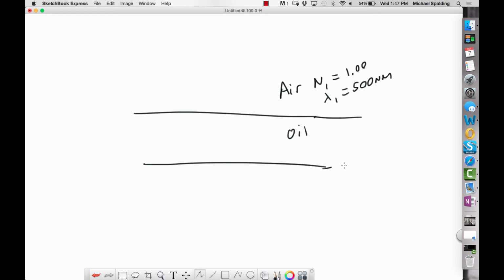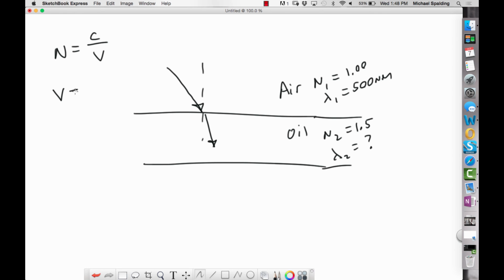And then oil, we'll call that N2. Oil is about 1.5. So let's say you have this information, and you're trying to find the wavelength of light as it goes from air to oil. So you got this light ray, comes in like this, refracts into the oil, and you're trying to find the wavelength in the oil. So you can figure it out from these two equations. So index of refraction is equal to C over V, where C is the speed of light in a vacuum, and then we also know that velocity is wavelength times frequency.